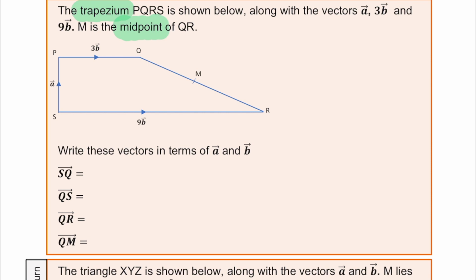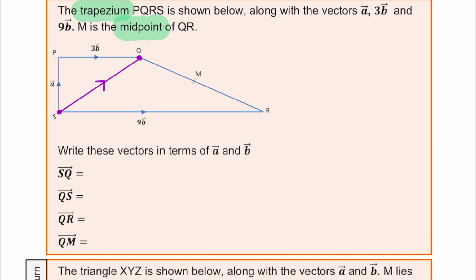And the first thing that we're going to try and work out is the vector SQ, and we're just going to write it in terms of our A and B. So essentially it's just saying, how do you get from a start position of S to a finish position of Q? So S we can see here is bottom left, and then Q is on this top right part over here. So we do want to try, if we can, to move directly along that in a straight line. But of course, that purple line that I've just drawn on there, we don't know what that vector is in terms of A and B.